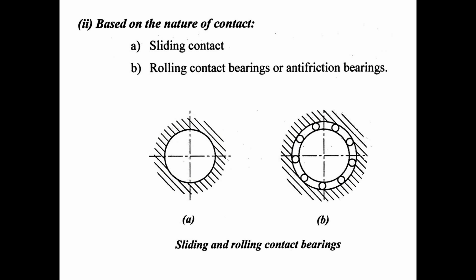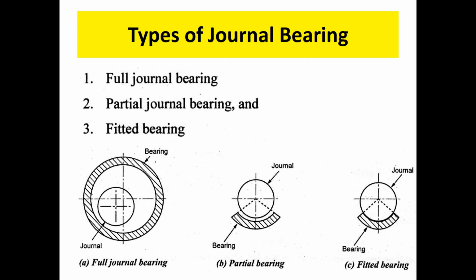And in rolling contact bearing, a steel ball or roller is interposed between the moving and the fixed element. Some rolling elements, some balls, are placed in between the moving and the fixed element. That is meant by rolling contact bearing.